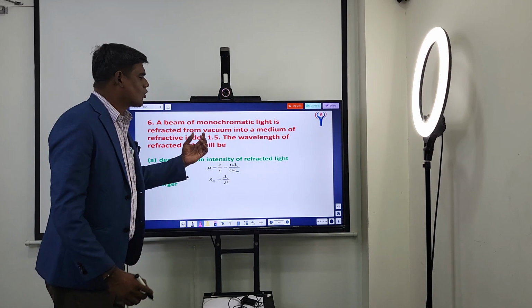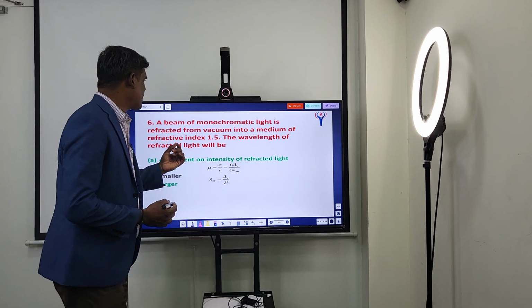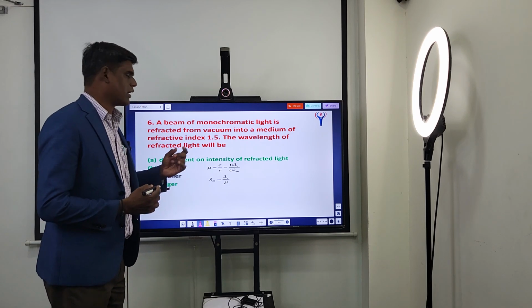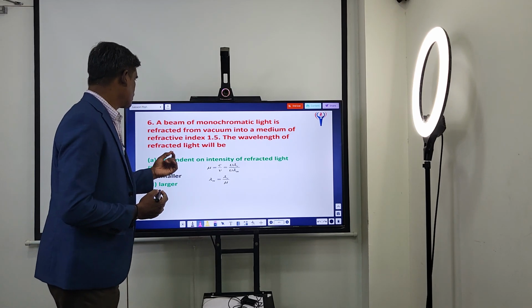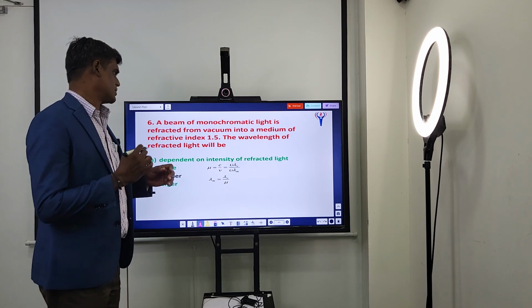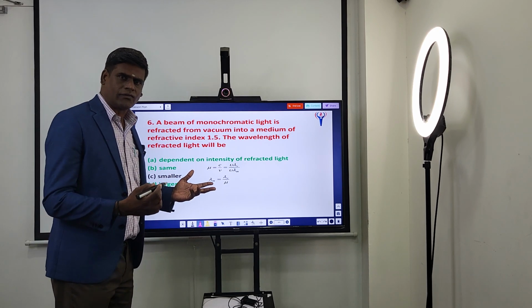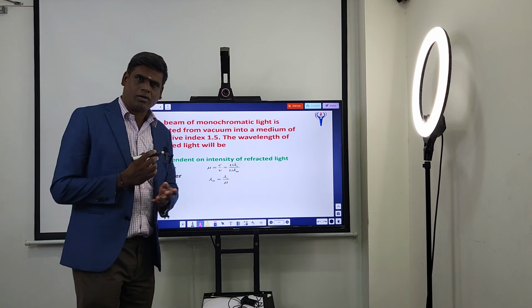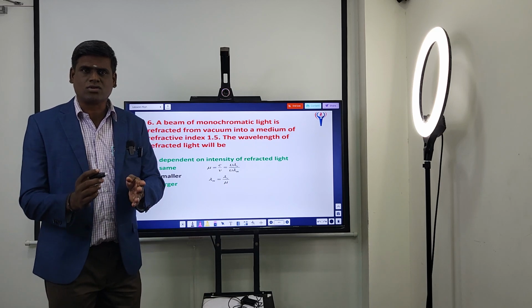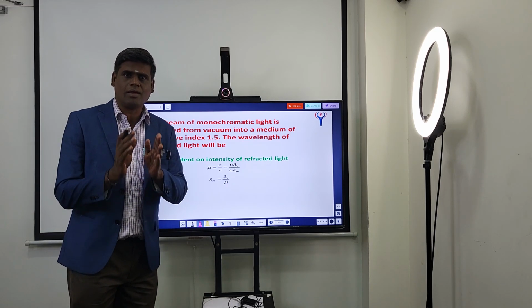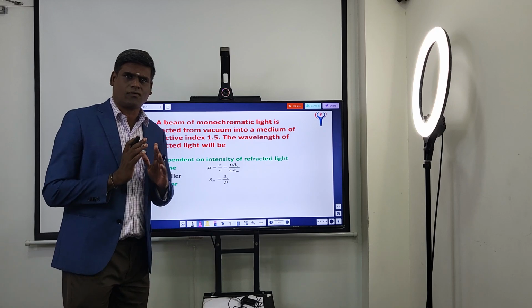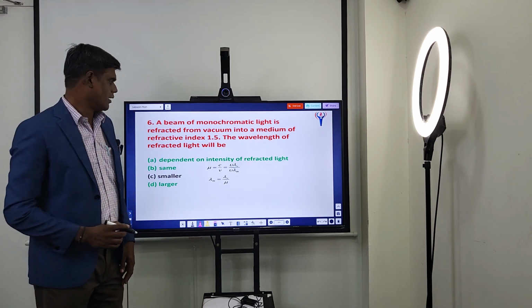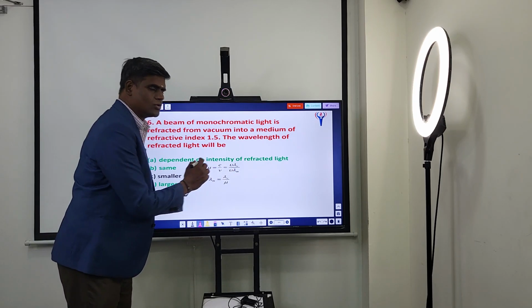A beam of monochromatic light is refracted from vacuum into a medium of refractive index 1.5. The wavelength of refracted light will be dash. That is, the wavelength of refracted light means the wavelength in the medium. You know the formula: refractive index is the ratio between the velocity of light in a vacuum and the velocity of light in a medium. That is mu equal to c by v.